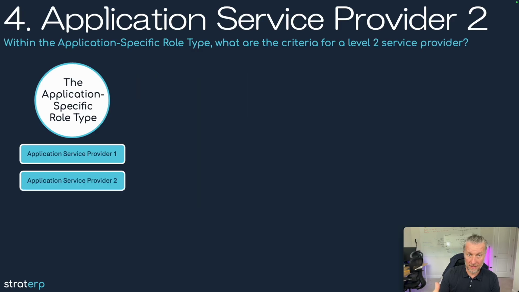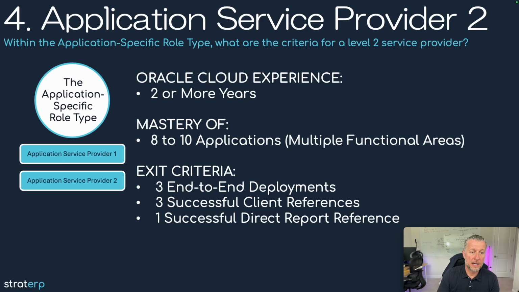Okay, now within, again, the same app-specific role type, what are the criteria for a level 2 contract service provider? Okay, now from Oracle Cloud, you obviously want to have 2 or more years of experience. You still want to have the same concept in terms of the applications that you're gaining mastery of. It's pretty consistent. If I'm in procurement, I can stay there for a while. But if I did payables, I probably now want to start to do fixed assets, or maybe it's general accounting and what are the other functional areas. I do want to start to broaden my marketability.